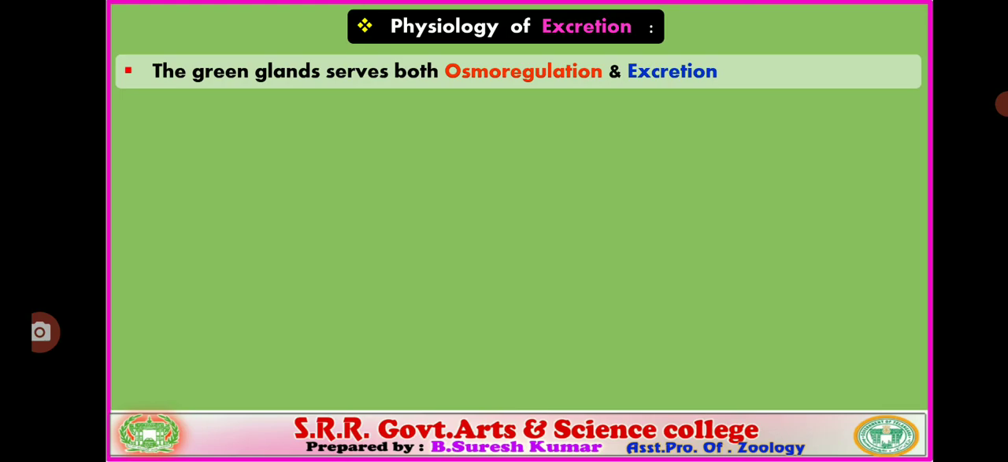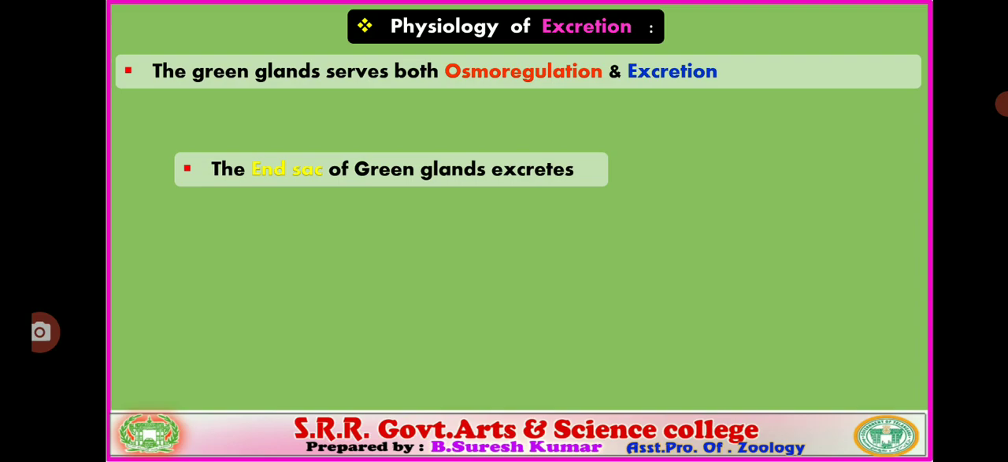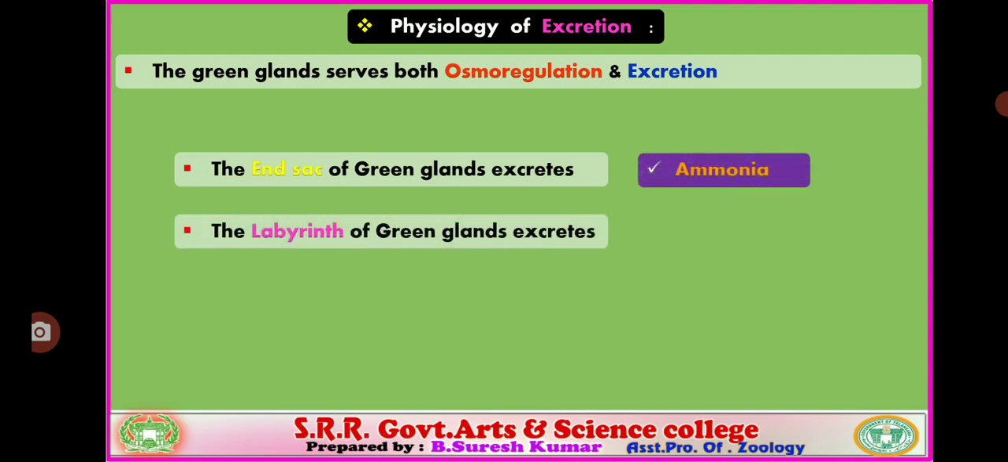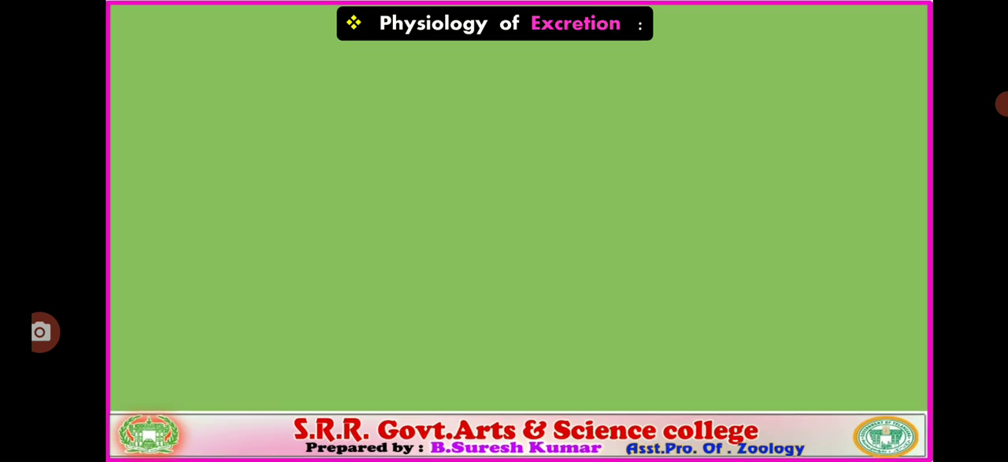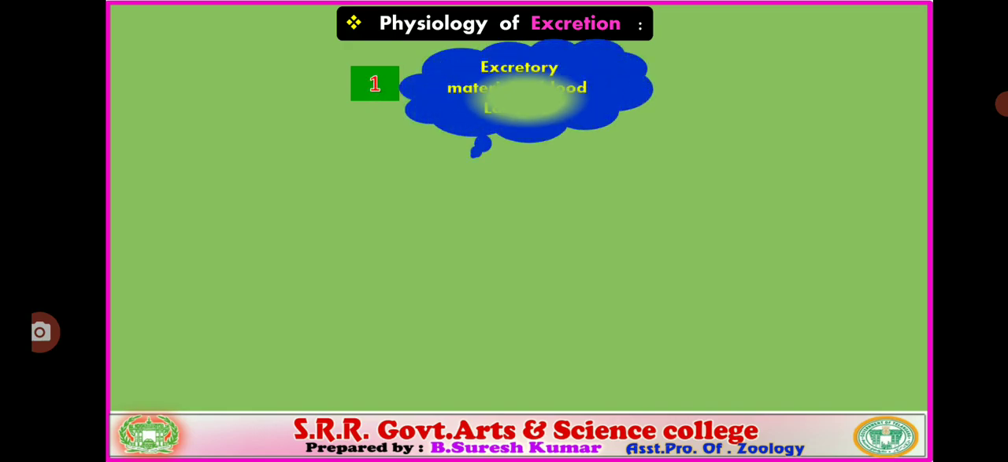The green gland serves both osmoregulation as well as excretion. Remember, the two functions they serve. The end sac of the green gland excretes ammonia and the labyrinth of the green gland excretes uric acid. Okay, the prawn excretes both ammonia and uric acid. The ammonia is separated by the end sac and uric acid is separated by the labyrinth of the green gland. Let us see the mechanism of excretion. So the excretory organ is the green gland.